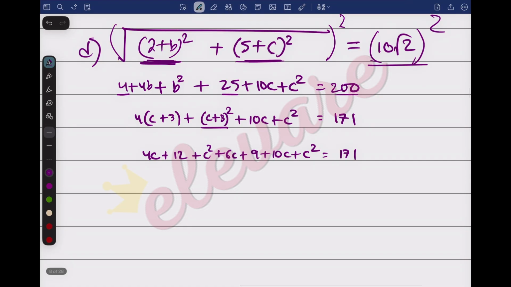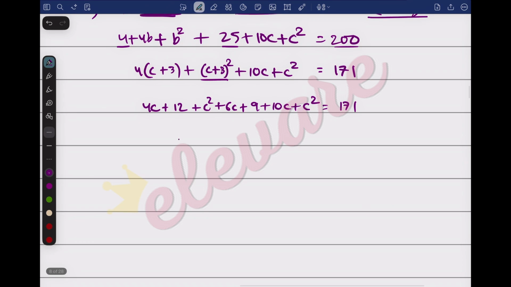Now you can already see where this is going. We're just getting a quadratic expression. So we have 2c squared plus 20c, and these constants that we have, we're going to adjust with 171. We bring the 171 to the left hand side, and we have an equation that looks like this. I hope that is right and I didn't make any silly mistakes, but we have to move on. I think this is okay. I'm just double checking everything.